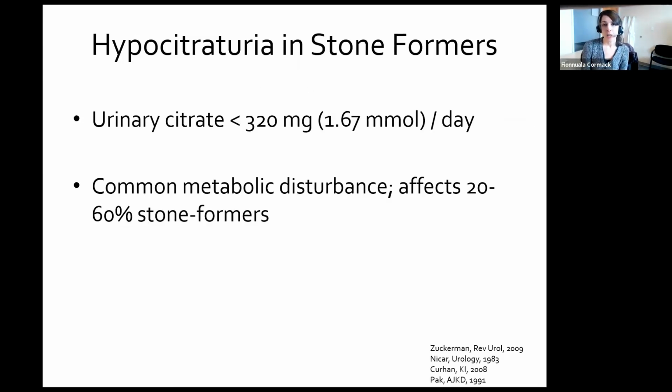And how do we define it? Looking at all the different studies that have been done in stone formers, the consensus is to define low urinary citrate as a urinary citrate less than 320 milligrams a day. And it's a very common metabolic disturbance in stone formers, affecting about 20 to 60% of stone formers.